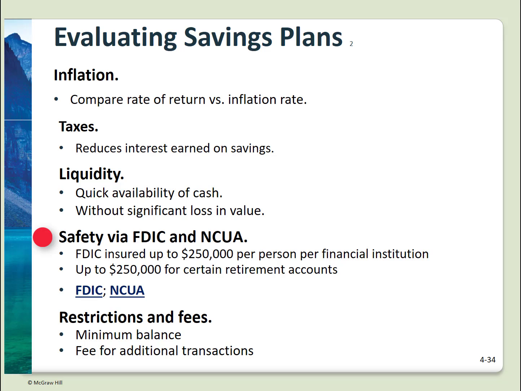Safety. FDIC insures up to $250,000 per person per institution. NCUA, National Credit Union Administration, covers credit union accounts. And restrictions and fees. Minimum balance requirements are by far the most common. Some accounts charge by transaction or by check written.